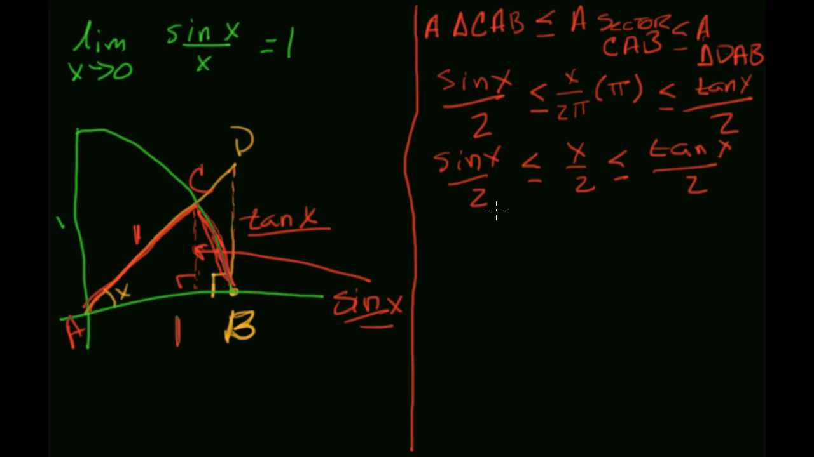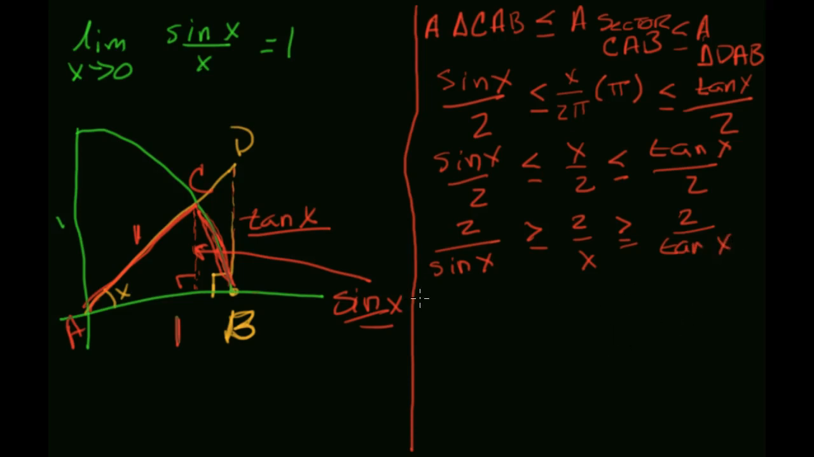Okay, so we're going to do something here. We're going to flip it all over. This means that 2 over x is greater than or equal to 2 over the tangent of x.